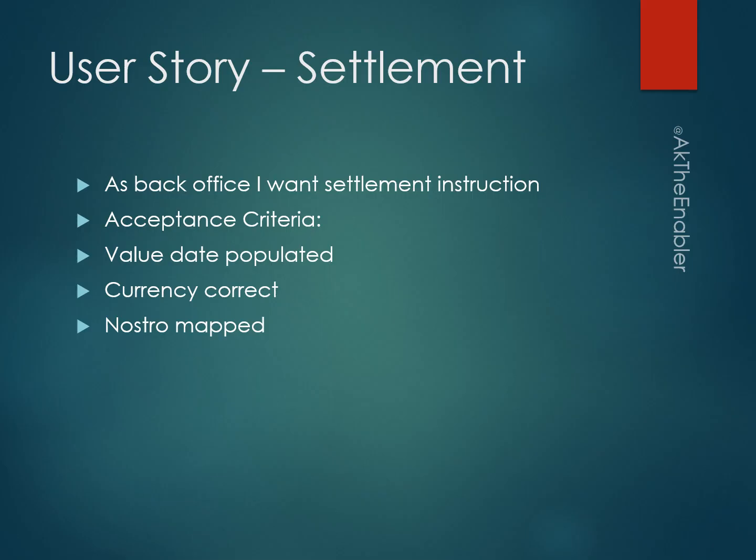Now the user story for settlement. How will the settlement people check their system? As a back office, I want settlement instructions. Their work is to settle the trades. The acceptance criteria: value date should be populated. I need to know what the value date is. If today is the trading day, T plus 2 will be the value date, so Tuesday will be the settlement date. Currency pair should be correct. Then Nostro map. Nostro and Vostro again come up during the trading.